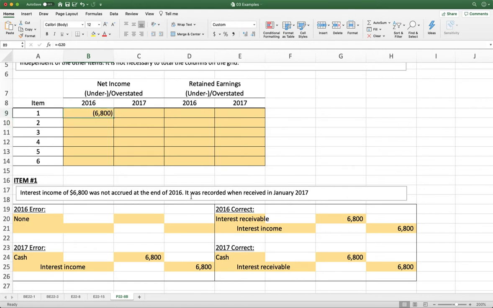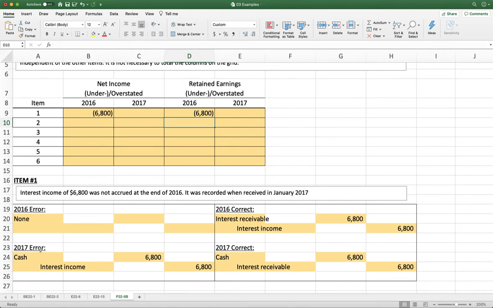So at the end of 2016, when we close out our income statement that has an error of an understatement of $6,800, that's going to flow through and also understate retained earnings by the same amount. Now remember, our income statement is for 1 year. We close out all those accounts every year, and we close them out to retained earnings. Retained earnings is a balance sheet account, and it's going to keep a cumulative tally.